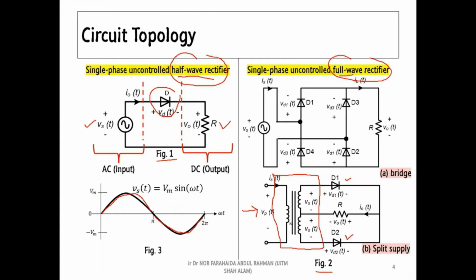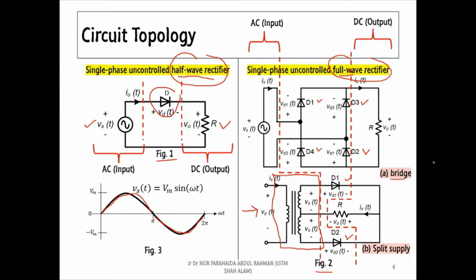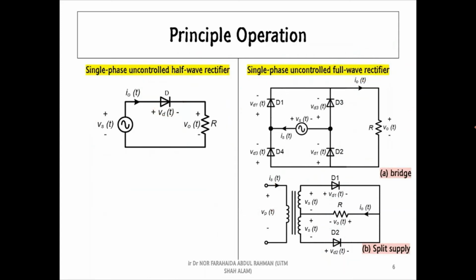If you want to remove the center-tap transformer, then you can remove it by adding another two diodes. Therefore, in total, we have 4 diodes. And this circuit topology is called bridge rectifier. And similar to the half-wave rectifier, all these diodes will connect the AC sources to the DC loads.